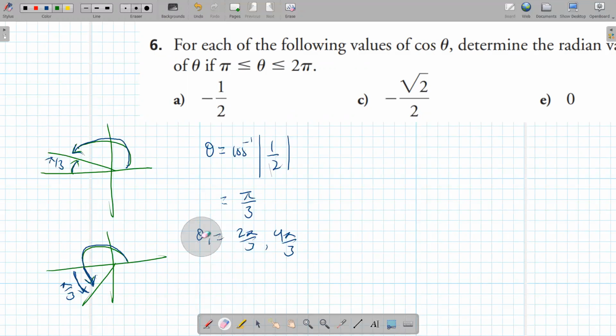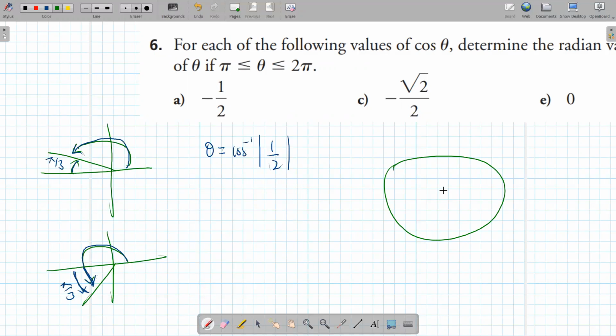Well, never mind. Just ignore the negative sign. You did cos inverse though. Yeah, cos inverse, that comes from the unit circle, right? So you want to see where the x value is 1 over 2. And you'll see that it's at 60 degrees or pi over 3 that the x value is 1 over 2. Look at it on your unit circle.